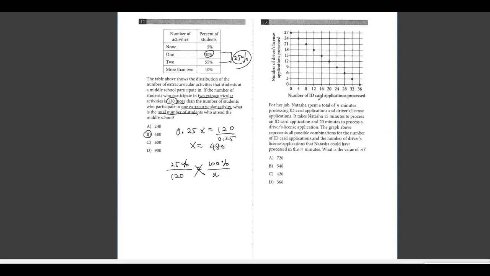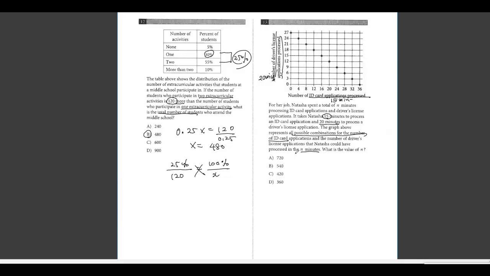All right, number 13. We have 2 different applications. This is the ID card, and the left one is the license. To get an ID card, it takes 15 minutes, and to process the driver license, it takes 20 minutes. So the question is, could that process m minutes? What are all possible combinations for the number of ID cards?